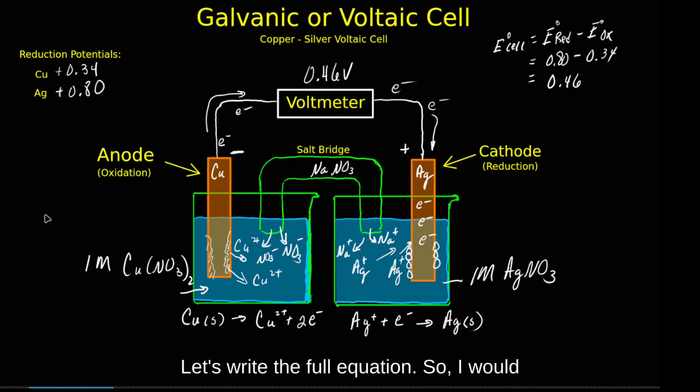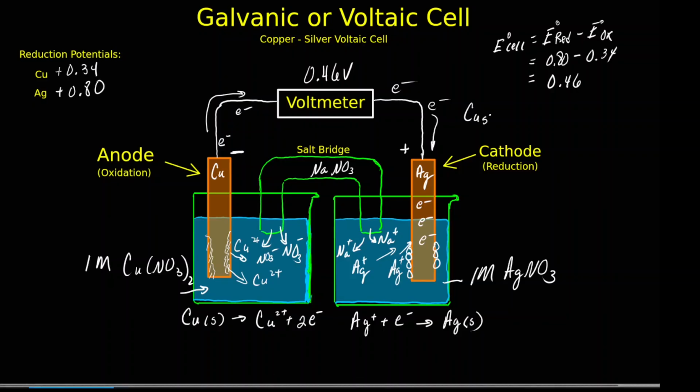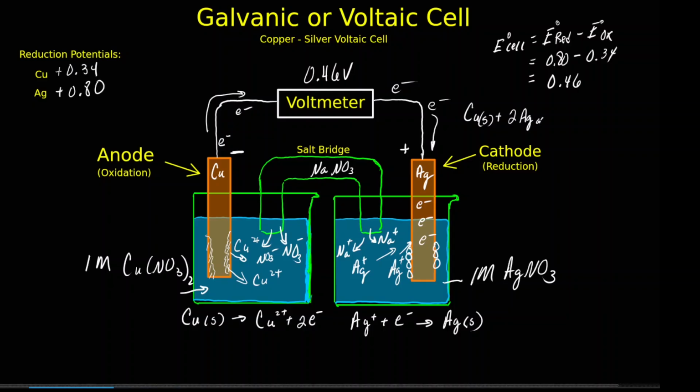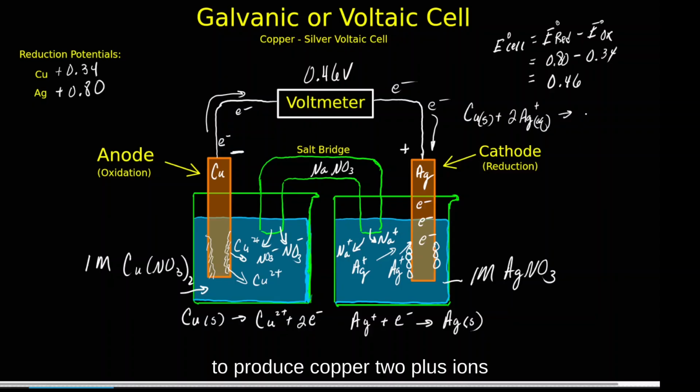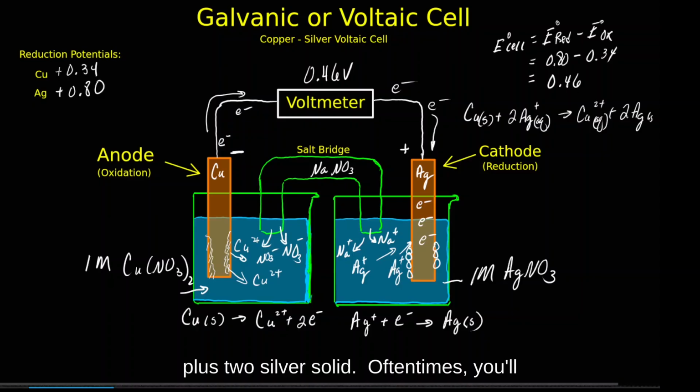Let's write the full equation. So I would have copper solid plus 2 silver ions to produce copper 2 plus ions plus 2 silver solid.